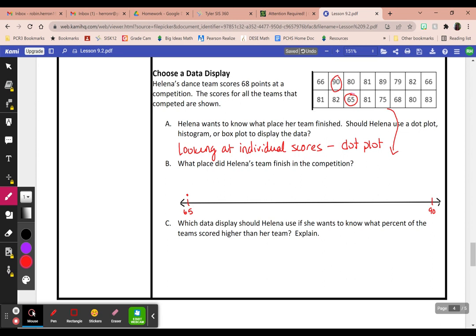Then we're going to say, which data display should Helena use if she wants to know what percent of the teams scored higher than her team? Well, percentages are always on a box plot. They show the first and third quartiles, which are going to show you what percentages, like 25, 50, 75. So a box plot is always going to be what you use for percents.